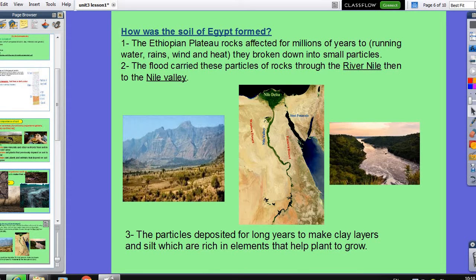How was the soil of Egypt formed? All the soil on the surface of Egypt is formed from the Ethiopian plateau. The Ethiopian plateau was affected for 4 million years by running water, rain, wind, and heat, so it broke down into small particles which formed the Egyptian soil.